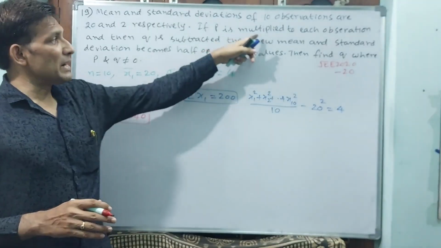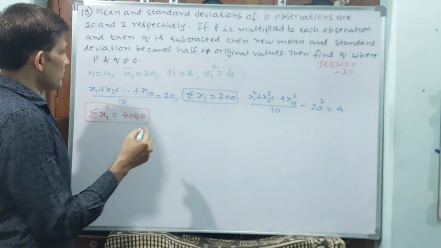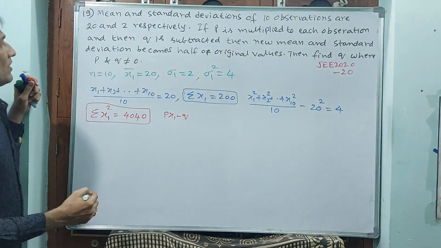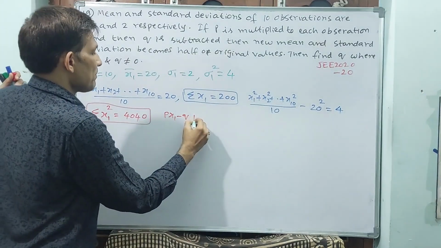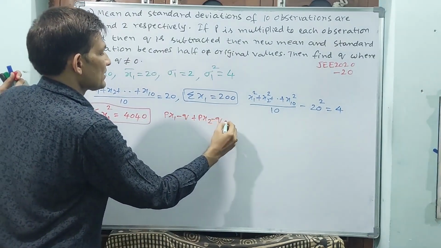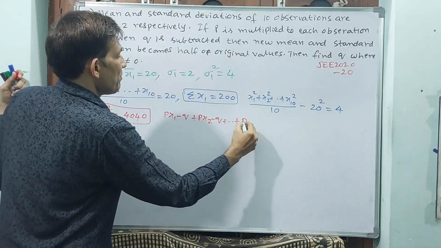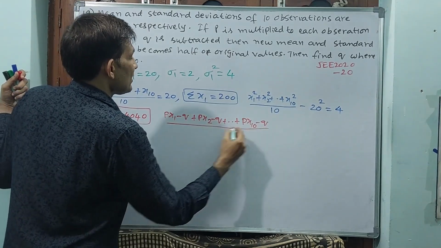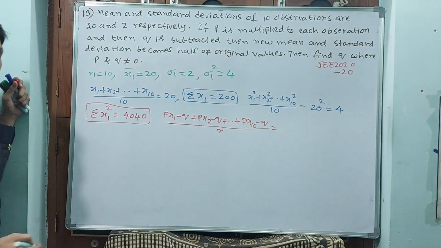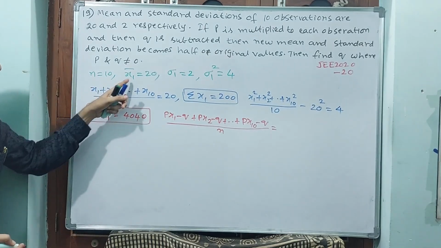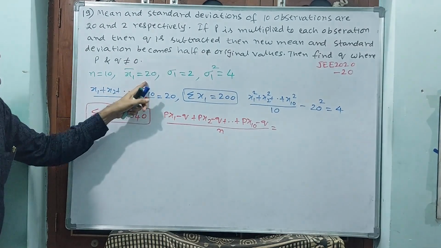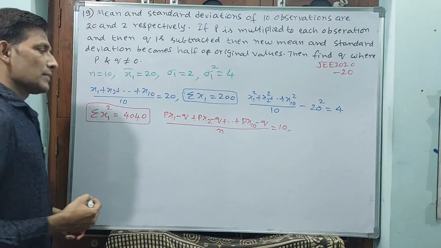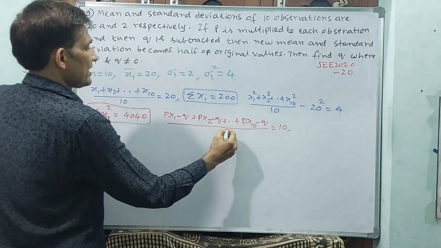In the second case, you see, P is multiplied to each observation. Observe carefully how I am doing it. I am multiplying P with x1 and again subtracting Q. From each observation I am doing like this. Again plus P x2 minus Q, like that up to P x10 minus Q. n we have not changed, same n. Now what will come to this x2 bar? x2 bar will be half, that means 10 will come.